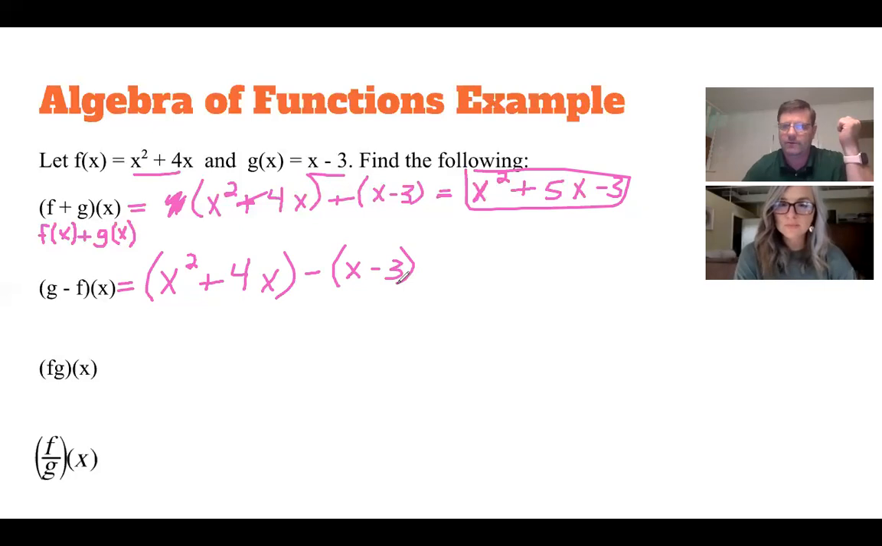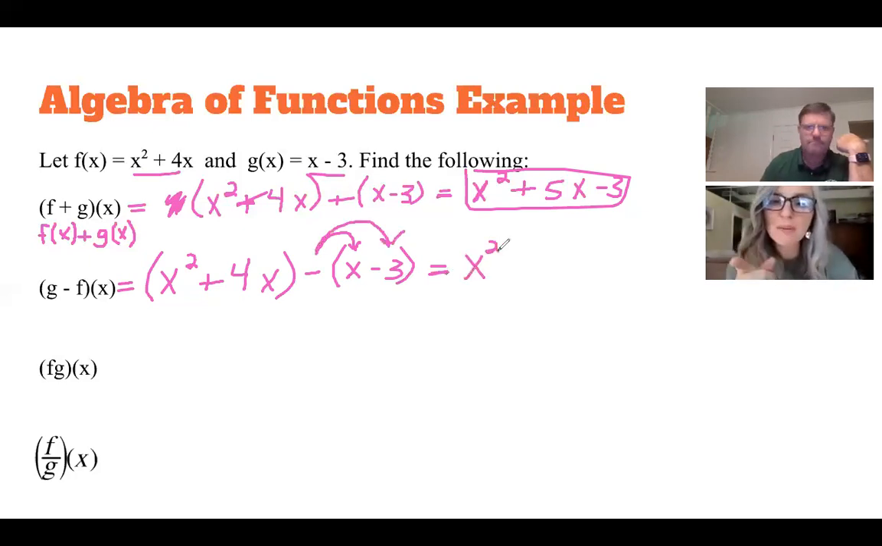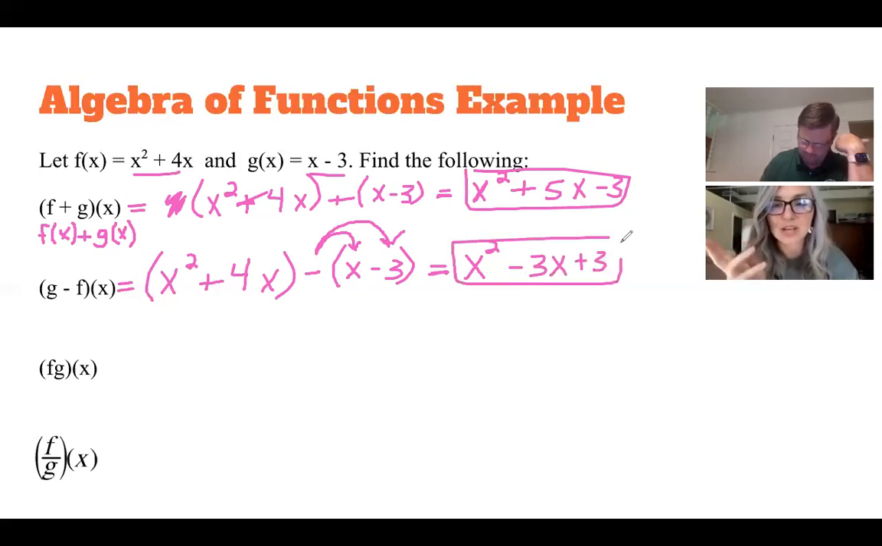Now I got to distribute the minus sign again. We have that same problem we had earlier on. What's going to happen here is you're going to subtract the x, and then you're also going to subtract the -3. So just remember that if you're working a subtraction problem, everything that comes after that subtraction sign in that parentheses is going to change signs, right?